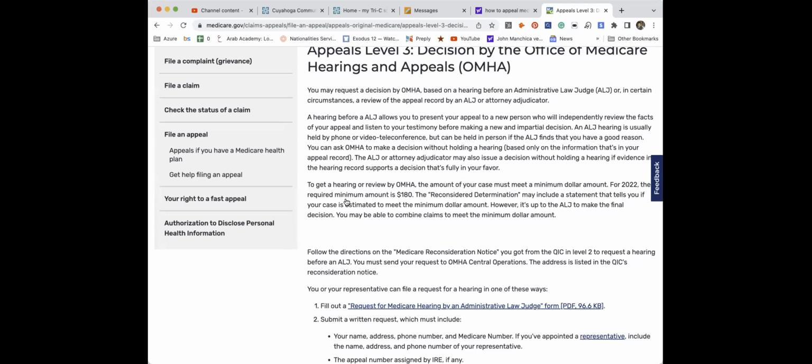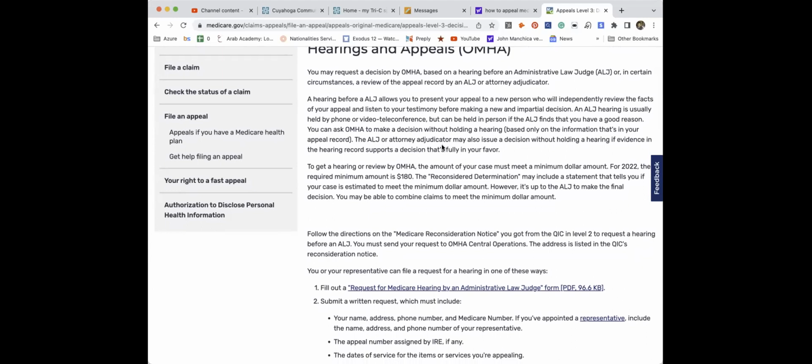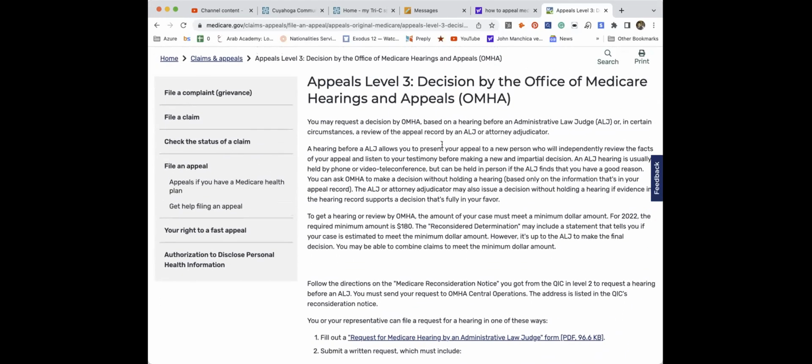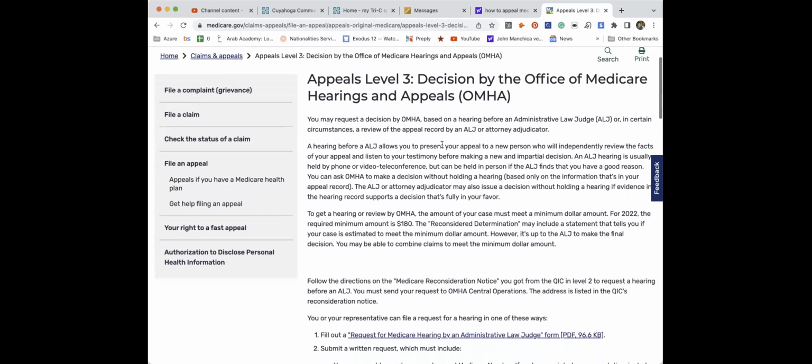A hearing can also be held in person if the ALJ finds that you have a good reason. You can ask the OMHA to make a decision without holding a hearing, based only on the information that's in your appeal record. The ALJ or attorney adjudicator may also issue a decision without holding a hearing if evidence in the hearing record supports a decision that is fully in your favor.